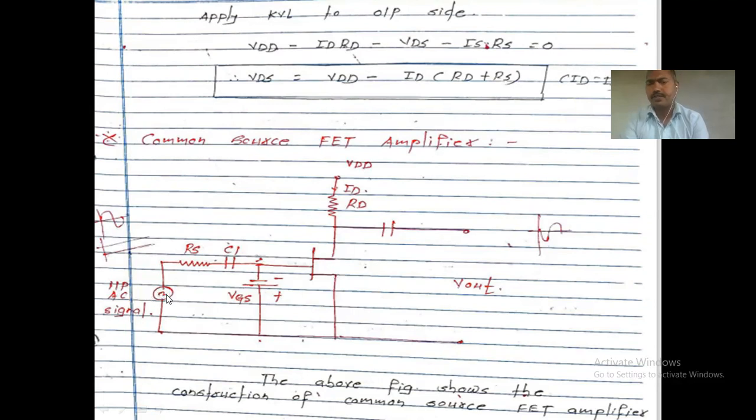What do we mean by input AC signal? It is just like an input signal. If we consider this configuration as an audio amplifier, it should be one of the audio amplifiers. Audio amplifier indicates an amplifier used in communication, where one person is talking, right?